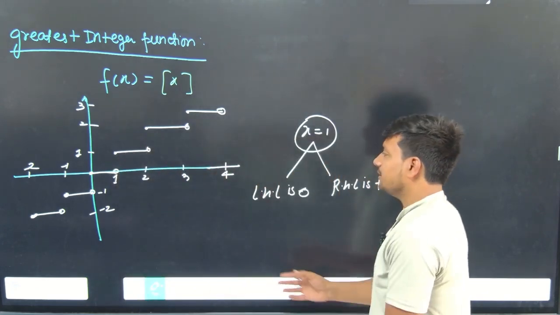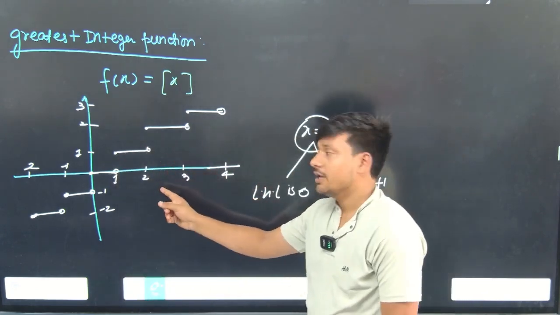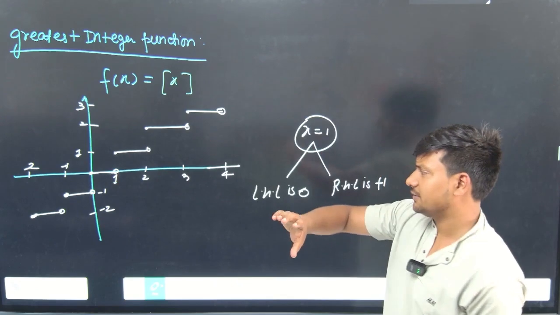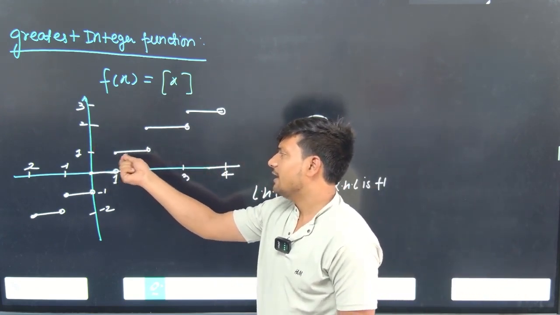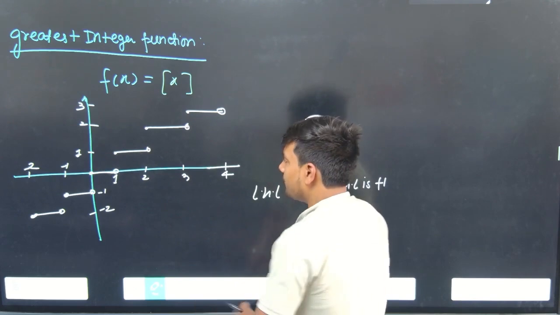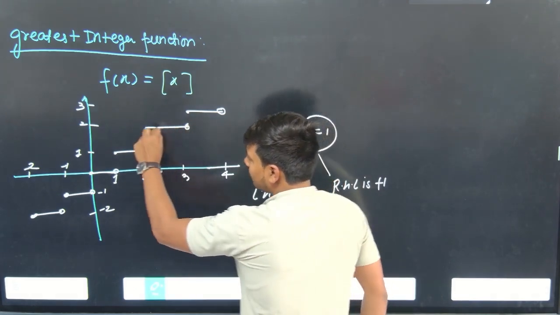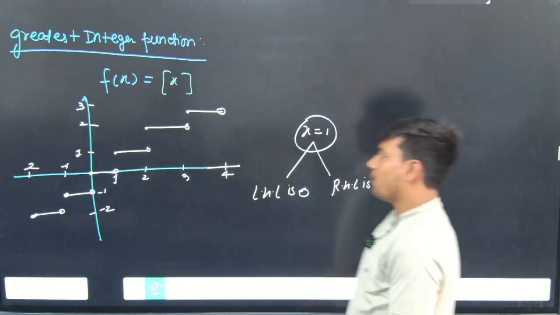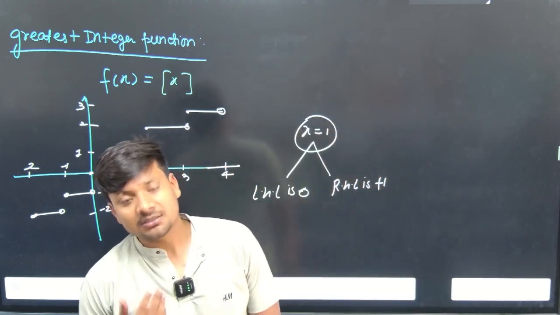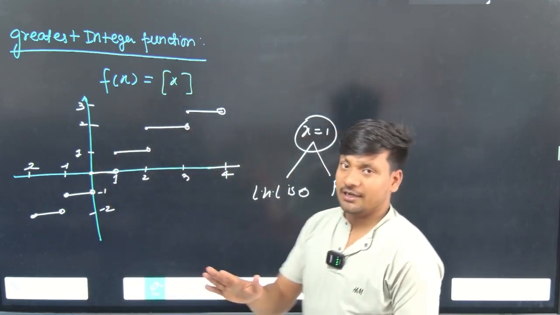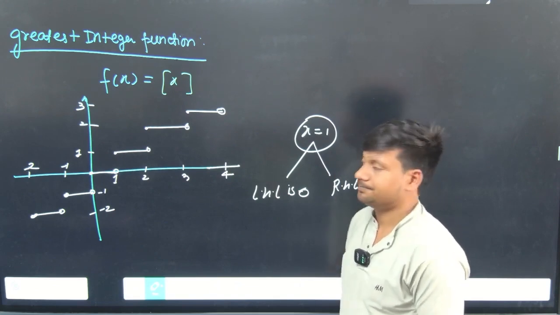Similarly, look at x equal to 2. If we approach the point 2 from the left, the left hand limit is 1. But if we approach 2 from the right, it is 2. So for x equal to 2, the left hand limit is 1 and the right hand limit is 2. That means it is not continuous because the limit does not exist.